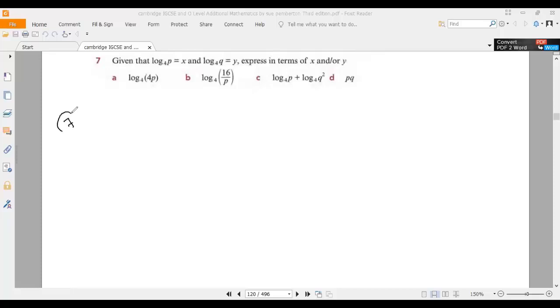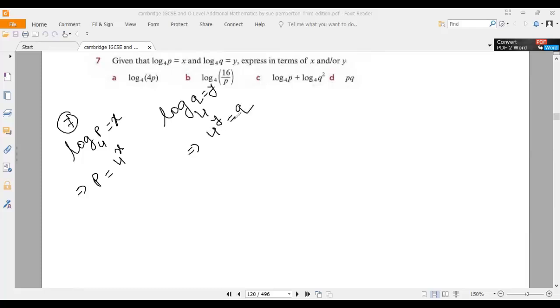Now, number 7. Number 7 says log base 4 of p equals x. So if log base 4 of p equals x, then we can write p should be 4 to the power x. We are just converting this logarithm to exponential form. Similarly, if log base 4 of q equals y, then we can write 4 to the power y equals q. So we have two values, the value of p and q. From the values of x and y, we are converting to the values of p and q.